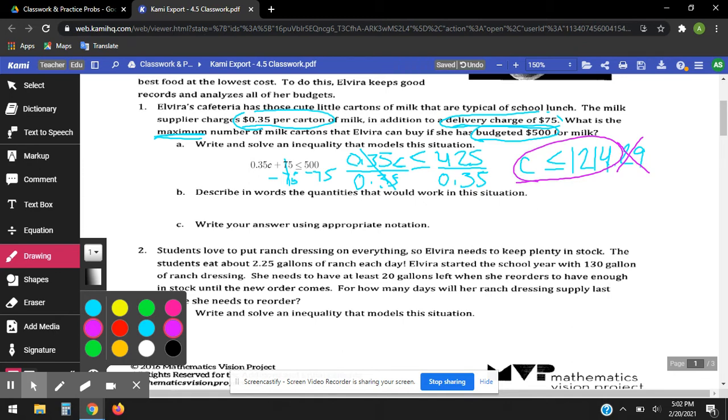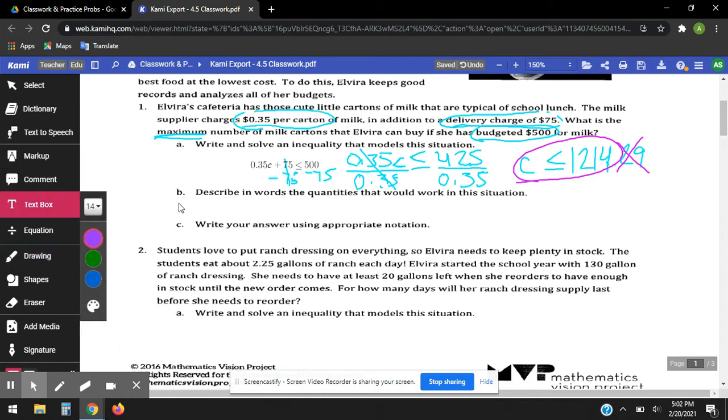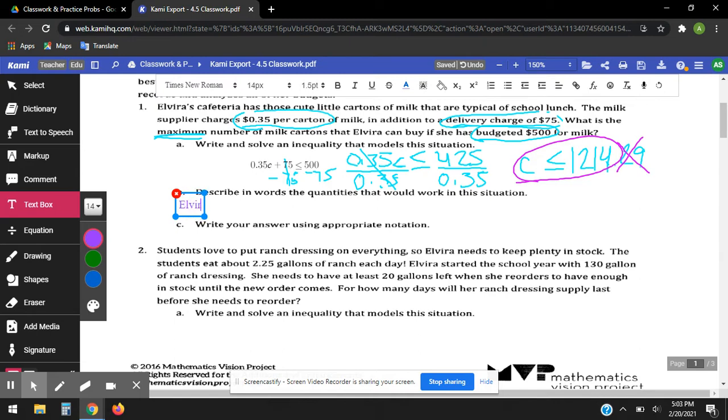So describe in words the quantities that would work in this situation. All right. So Elvira can buy up to 1,214 cartons of milk and still stay in her budget of $500. So, and then the last one is write your answer using appropriate notation.